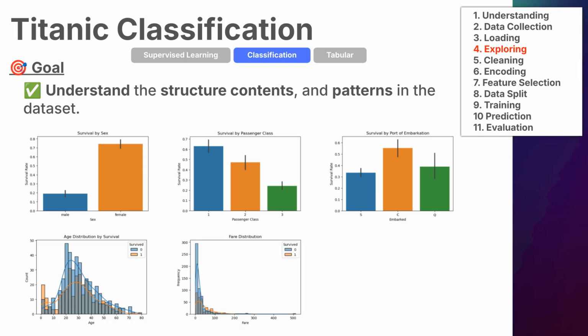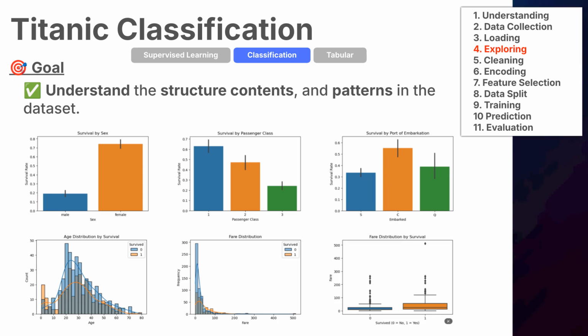Next, fare distribution. This histogram displays the distribution of fares for survivors and non-survivors. Most passengers paid lower fares, 0 to 50. Survivors are more frequent in the higher fare range. Again, fare shows some predictive value, reinforcing its relationship with class and survival.